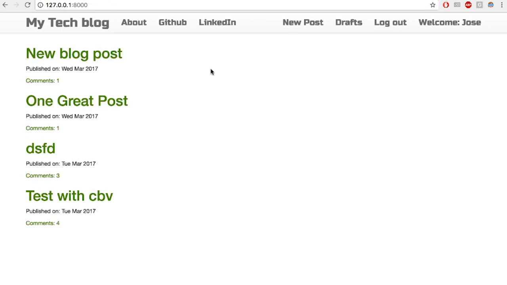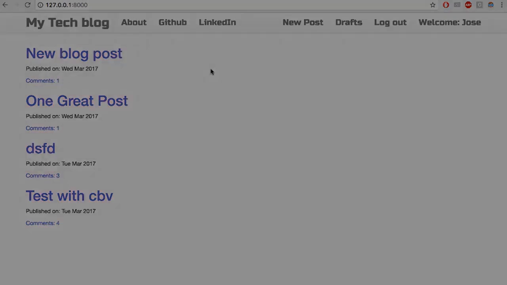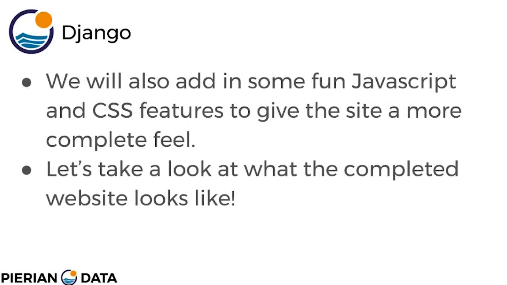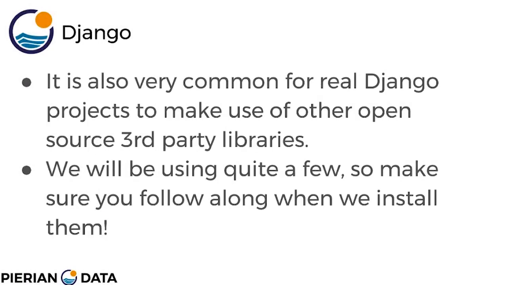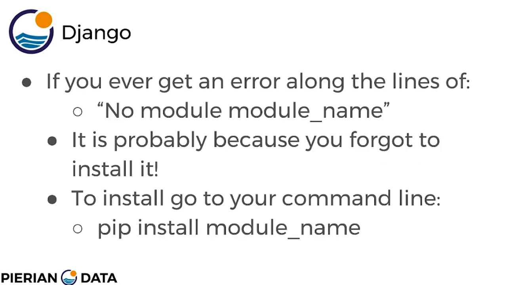All right. So let's hop over quickly to the slides and finish this all out. Alright, just a few last notes before we get started. It's also really common for real Django projects to make use of other open source third-party libraries, and we're going to be using quite a few, so make sure you follow along when we install them. If you're going along with the code and you ever get an error called no module named some sort of module, it's probably because you forgot to install it. So all you have to do is go to your command line and say pip install that particular module name inside of your virtual environment.